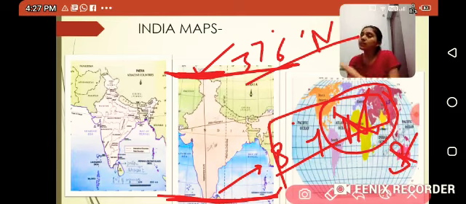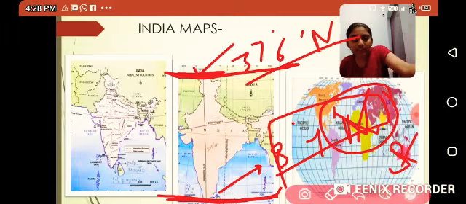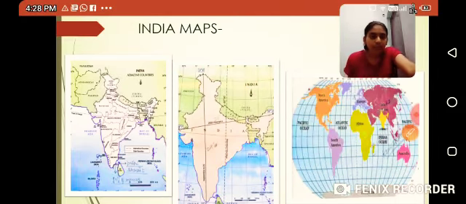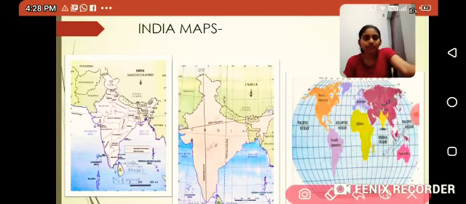That's why all the latitudes above the equator are going to be with this northern value. Fine, done. Now, these are the latitudinal extents of India. Now let's talk about the longitudinal extents of India.